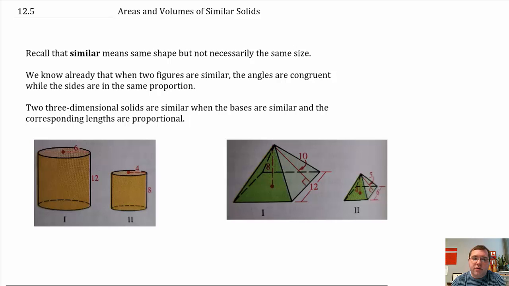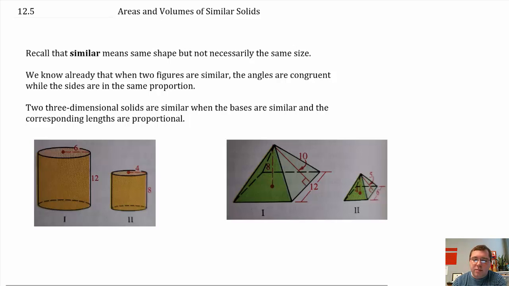This is the video in section 12.5, areas and volumes of similar solids. We learned about similar triangles a while ago. The word similar means the same shape, but not necessarily the same size. When two things are similar, their angles are congruent, and their sides are in the same proportion. So we're going to extend that now to three-dimensional figures.